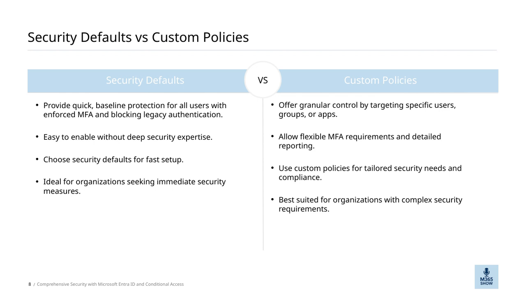Now, for organizations that want quick, baseline protection, say, just ensuring all users have MFA enabled and blocking legacy authentication, security defaults are a great choice. They're easy to enable and don't require deep security expertise, making them perfect for fast deployment. So, if you need instant security measures for the whole organization, choosing security defaults is the way to go. But if your environment demands more precise control and customization, then custom policies will serve you better. Ultimately, both options help you strengthen your security posture, but they cater to different levels of complexity and control.